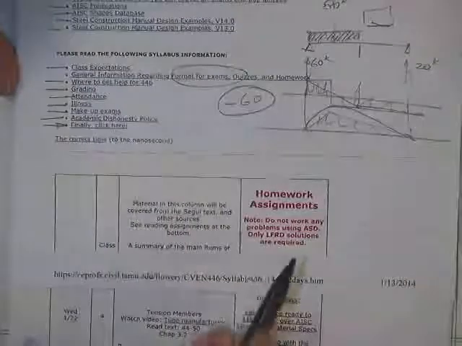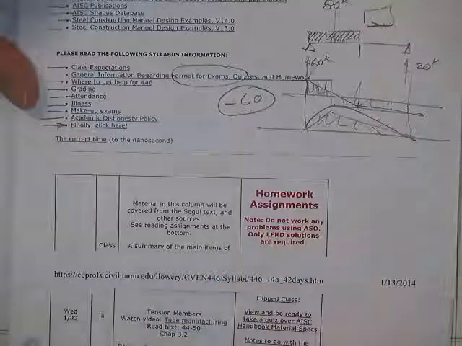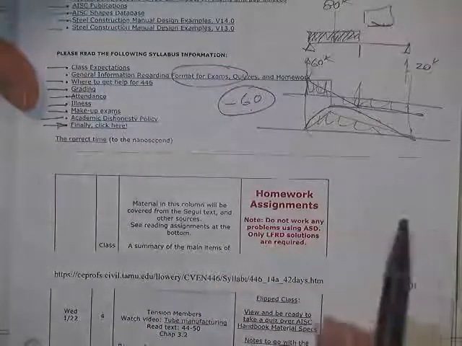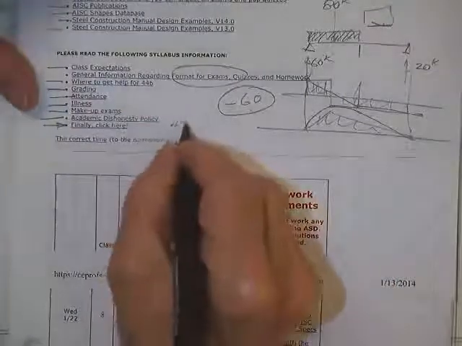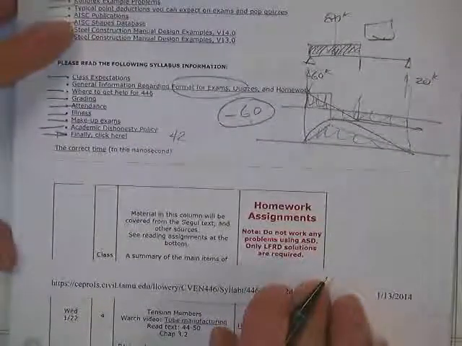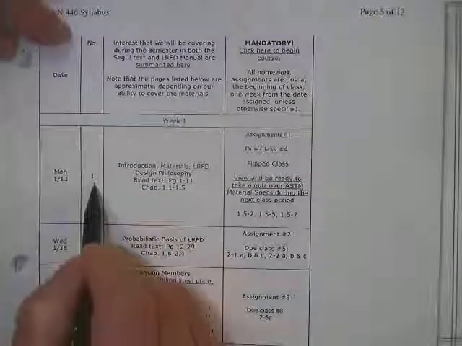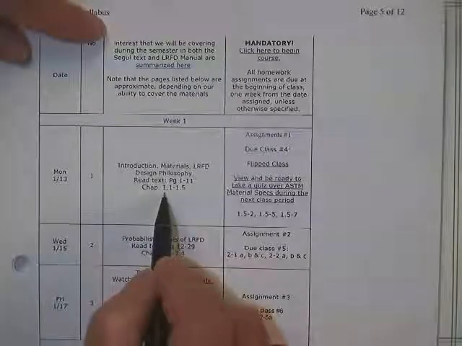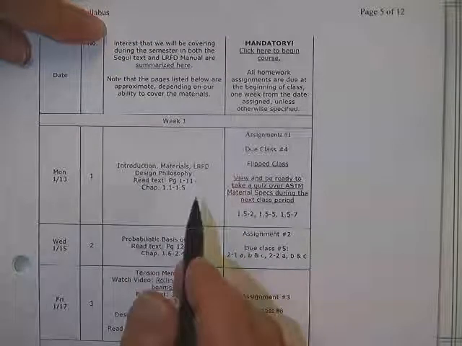Academic dishonesty, and I don't know what that is, but it says click here, so that'll probably be on the quiz. Probably says 42. What is 42? The answer to life. That is correct. So there's some other people in here that waste their time with Hitchhiker's Guide to the Universe.